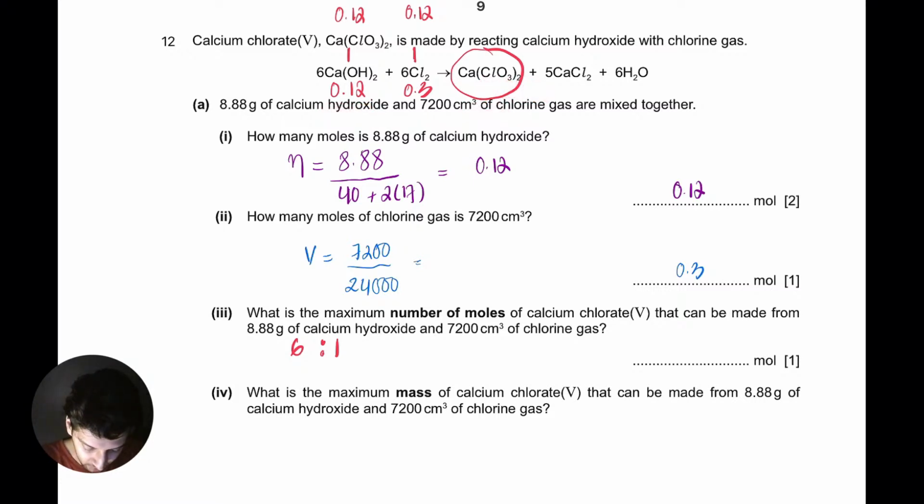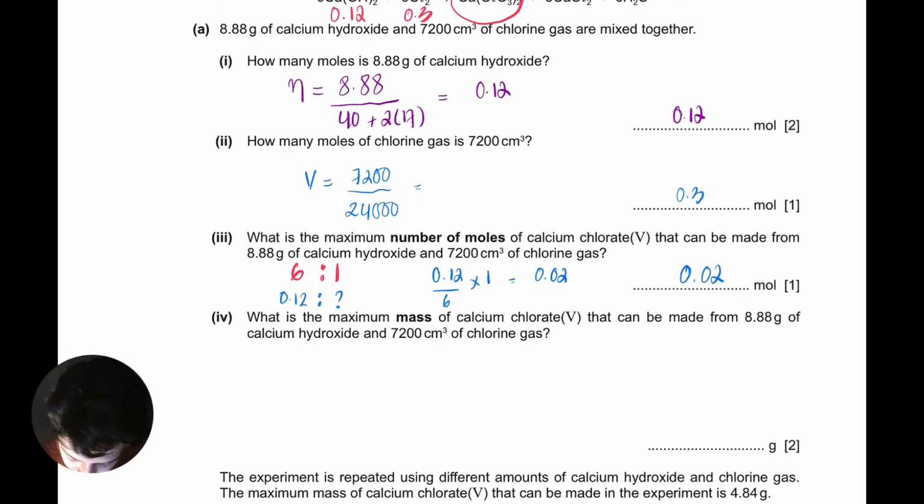So I'll just do the math over here one more time. If this is 0.12, this is going to be 0.12 divided by 6 multiplied by 1, which comes out to be 0.02. And you'll produce 0.02 moles of calcium chlorate.